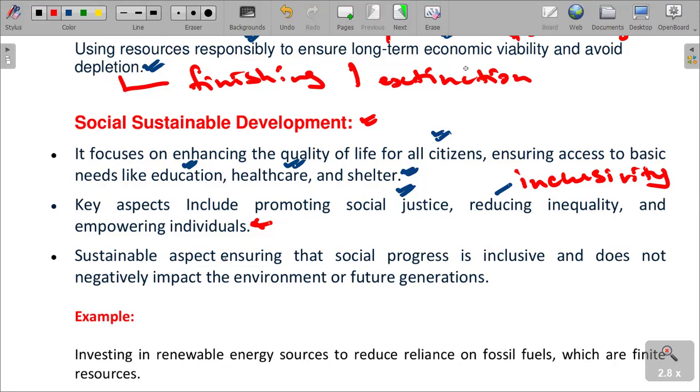So the sustainable aspect is ensuring that social progress is inclusive. Social progress means the development of all people. That is to say, social progress is inclusive and does not negatively impact on the environment and future generations.